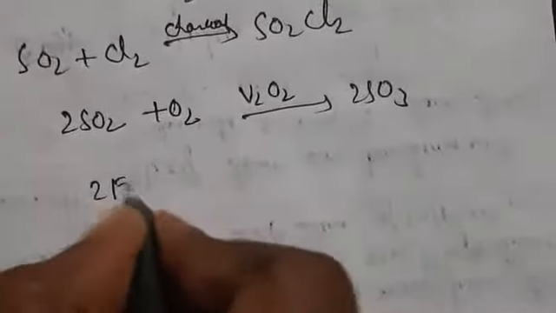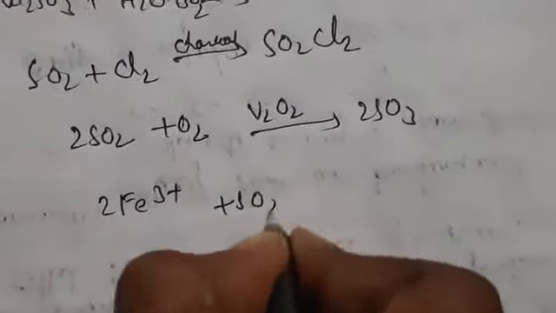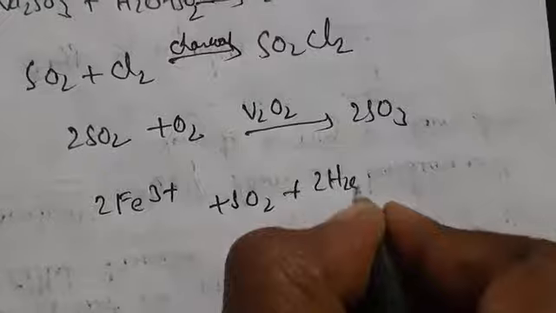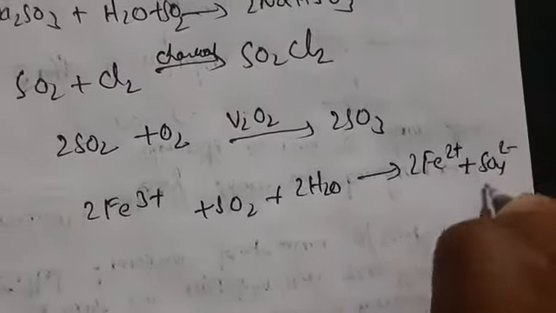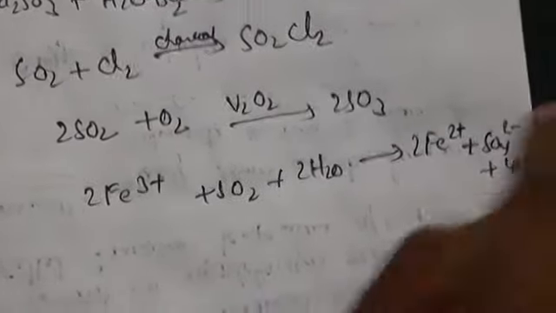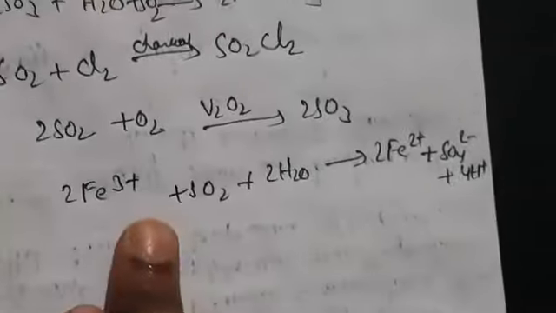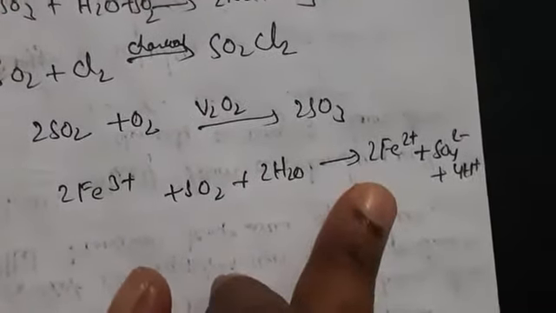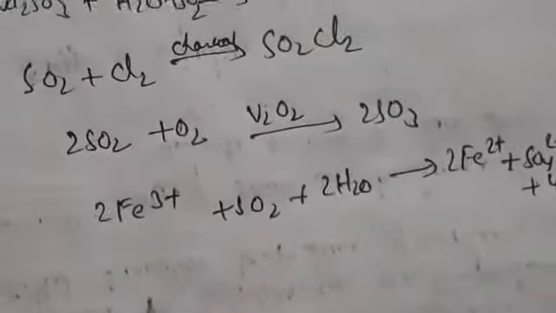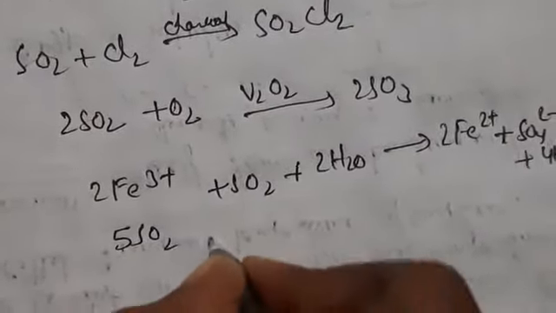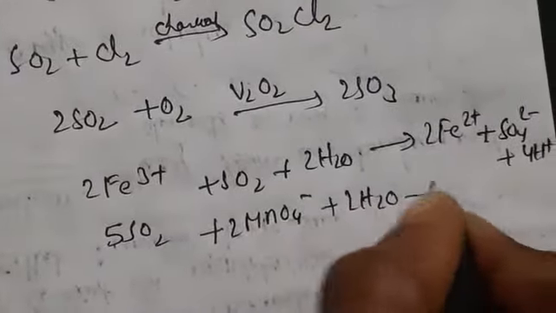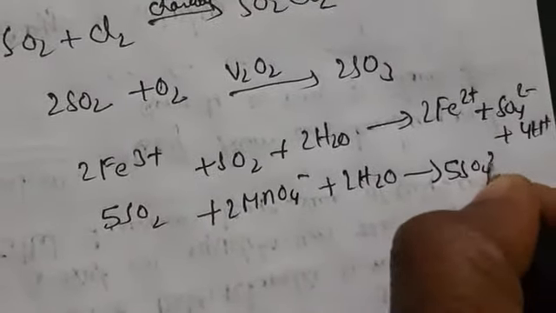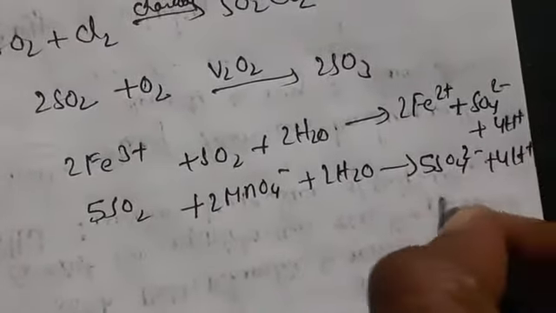When you treat 2Fe3+ with SO2 plus 2H2O, it will give 2Fe2+ plus SO4 2- plus 4H+. So the higher oxidation state is reduced to the lower oxidation state. This is nothing but the reducing property. Also 5SO2 plus 2MnO4- plus 2H2O gives 5SO4 2- plus 4H+ plus 2Mn2+. So these are the chemical properties.